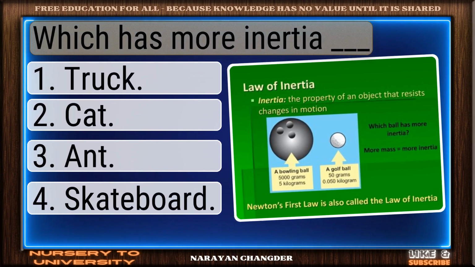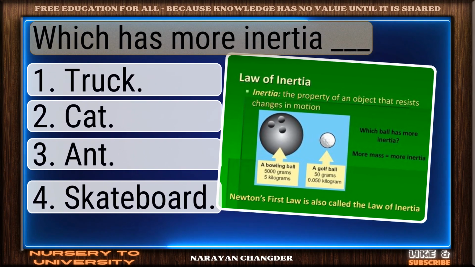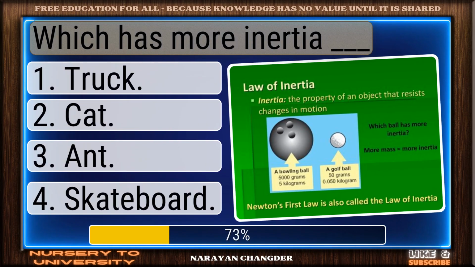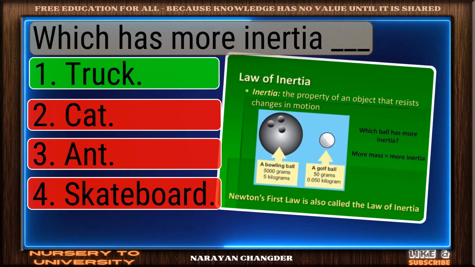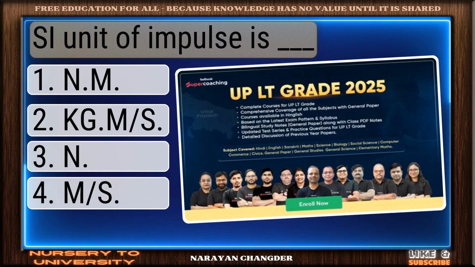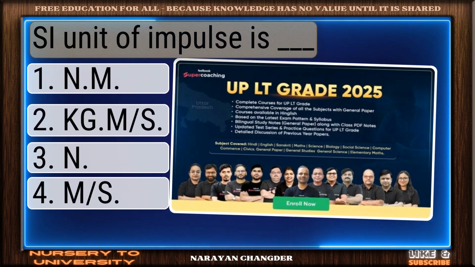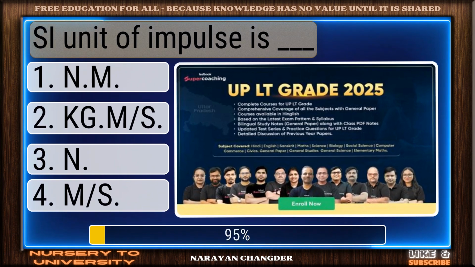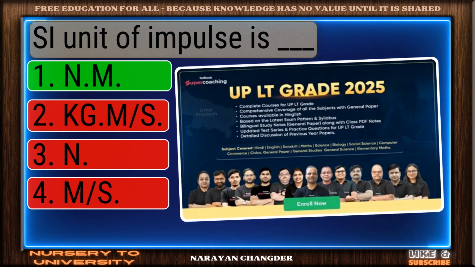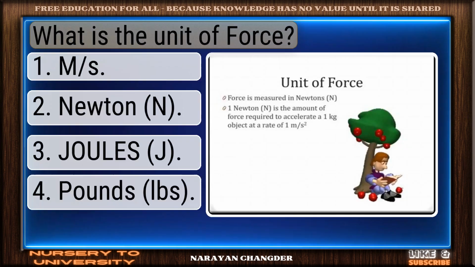Question number 238. Which has more inertia dash? You're right. Truck is the correct answer. Question number 239. SI unit of impulse is dash. Perfect. Newton-metre is the correct choice.